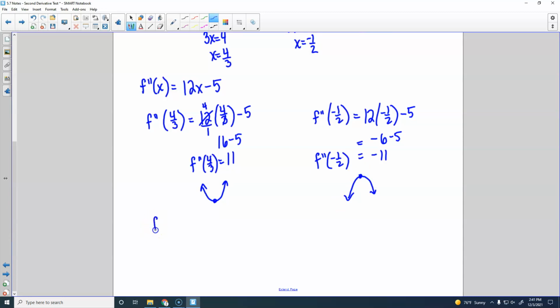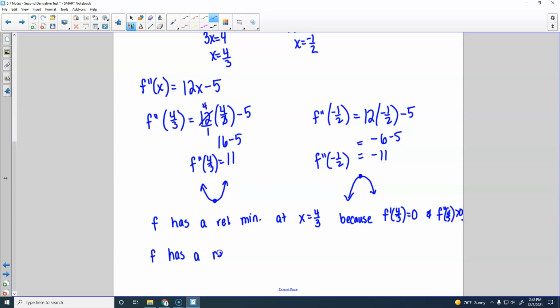So you've got to write this out in words. You've got to say f has a relative minimum at x equals 4/3 because f prime of 4/3 equals 0 and f double prime of 4/3 is greater than 0. And then you'll write a similar statement for the maximum. That says f double prime of 4/3 is greater than 0.